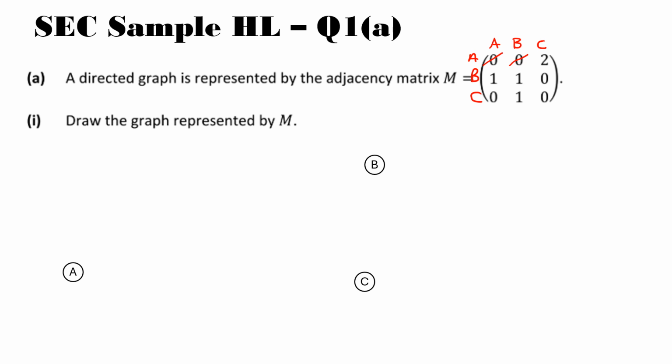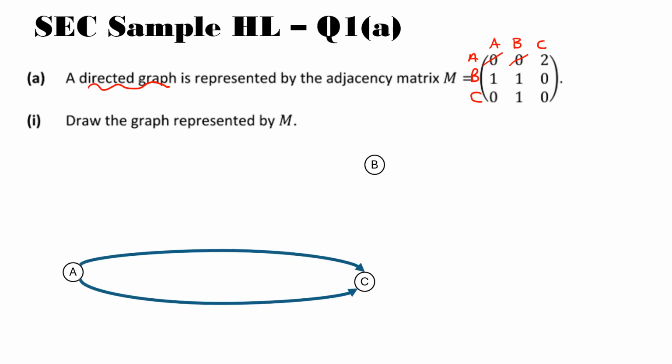So remember, this is a directed graph, which means we're going to show any lines with arrows. So this is A to C. We read left to top. So A to C has our two connections there, so we draw that.